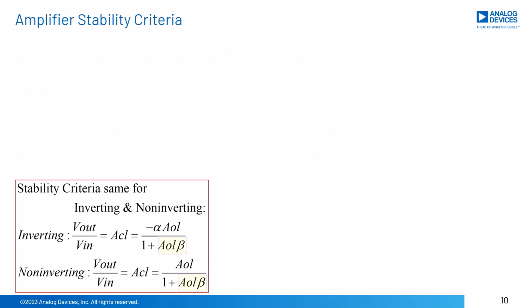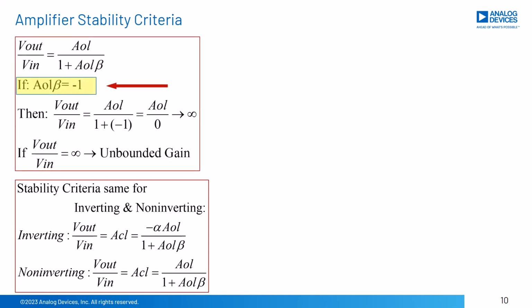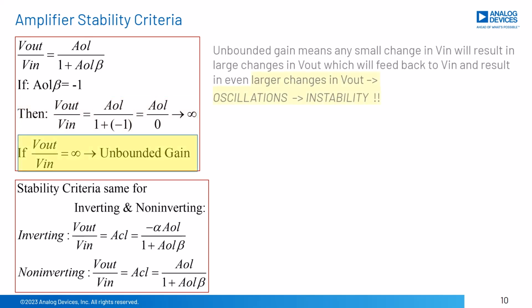Notice the common denominator factor AOL beta in both the inverting and non-inverting closed-loop gain equations. So if there is a stability criteria for non-inverting, it will be the same for the inverting configuration. Now what if AOL beta equals -1? Then the denominator for closed-loop gain will become 0. The closed-loop gain now becomes AOL divided by 0, or theoretically infinity. If closed-loop gain is infinity, this implies any small change at the input will result in large changes at the output that will feed back to the input and result in even larger changes in Vout. This will result in oscillations and instability.